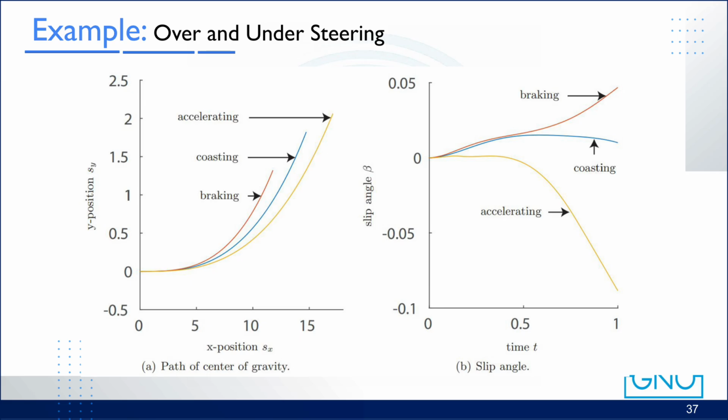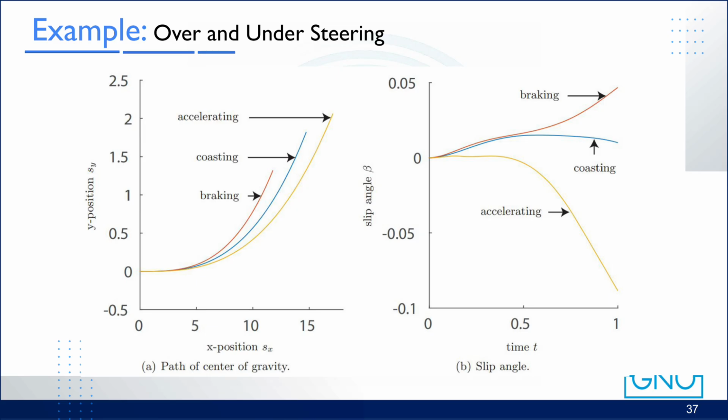When braking, the opposite happens. The weight shifts forward, the rear tires lose grip, and the car turns more sharply than expected. This is called oversteer. It feels as if the rear of the car is sliding outward. In the middle, the coasting case shows a balanced trajectory. Neither understeer nor oversteer dominates.